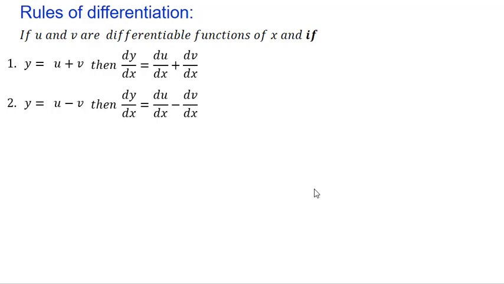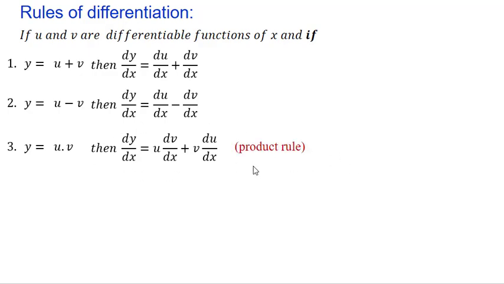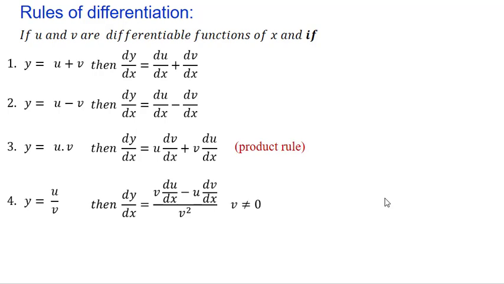minus dv upon dx. When y is equals to u into v, then dy upon dx is u into derivative of v with respect to x plus v into derivative of u with respect to x. You have to learn this formula. This formula is also called the product rule. When y is equals to u upon v, then dy upon dx is v into derivative of u with respect to x minus u into derivative of v with respect to x, whole divided by v square, provided v is not equal to 0. This is also called the quotient rule.